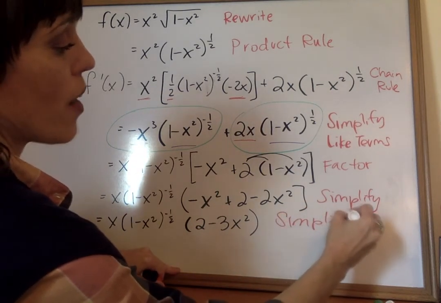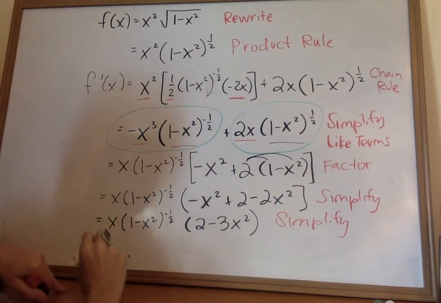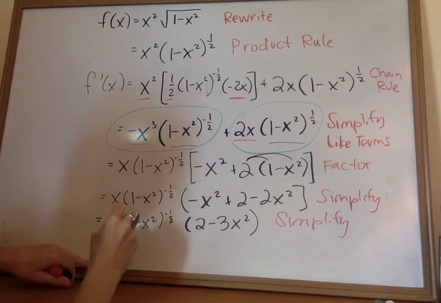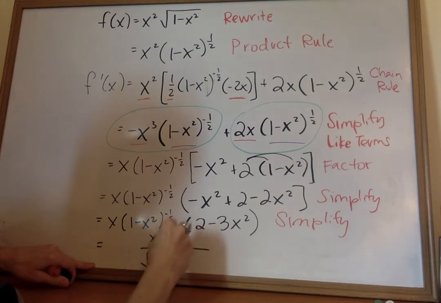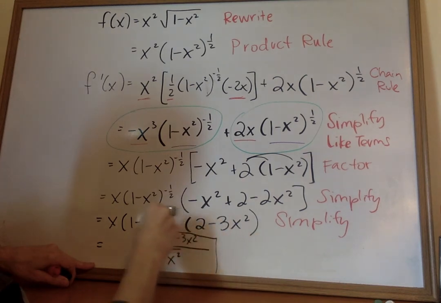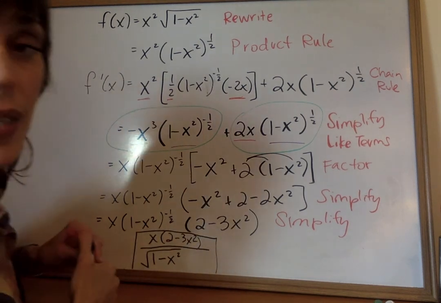Now, we're ready to write our derivative in its final form, and I just have to figure out, do I have things that go on top, do I have things that go on bottom? And in fact, I do have something that goes on the bottom. It's this right here because it has a negative power, to the negative 1/2, so I'm going to draw my fraction bar. 1 minus x squared to the negative 1/2 is this, and on the top goes x times 2 minus 3x squared. And there's barely room for that there. That is my final answer. That's 1.